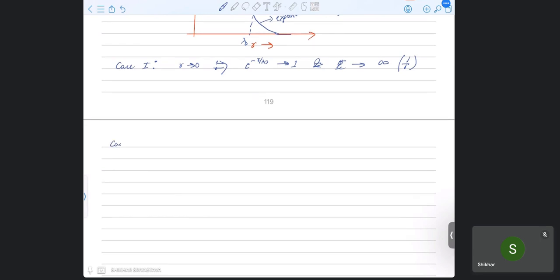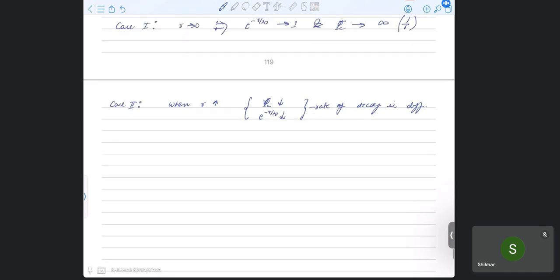Case 2, when r increases, your Coulombic potential, which I write as phi of c, will start decreasing, and your exponential decay will also start decreasing, because both are decay. However, the rate of decay is different. One is exponential, one is 1 by r. The question is, what will happen when you keep on increasing r from 0 in Debye length.